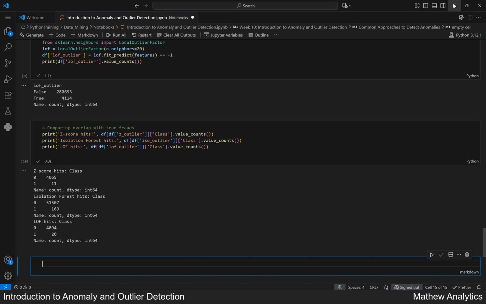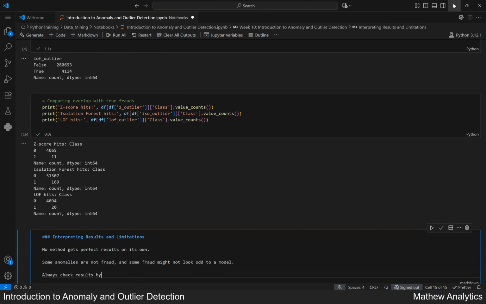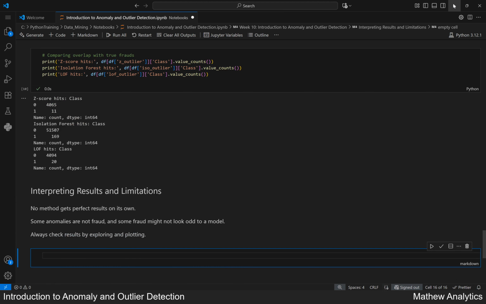Let us talk about what these results mean and their limits. Interpreting results and limitations. No method gets perfect results on its own. Some anomalies are not fraud, and some fraud might not look odd to a model. Always check results by exploring and plotting. Running the cell now. Why do you think some frauds might not stand out as outliers?